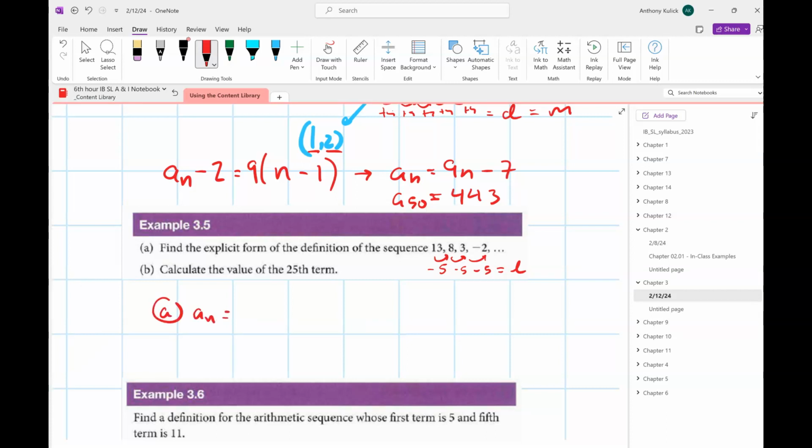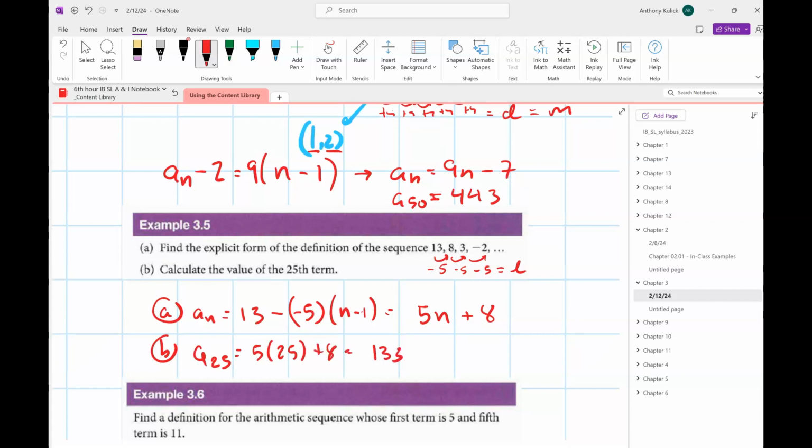So a sub n should be the first term minus d times n minus 1. So that's going to be 5n plus 8. And if I want the 25th, it's like 133 or something. Is this okay?